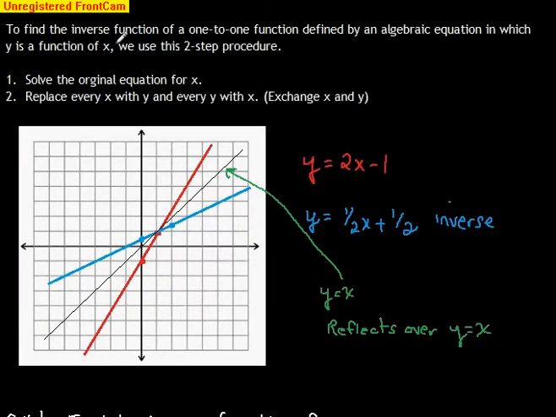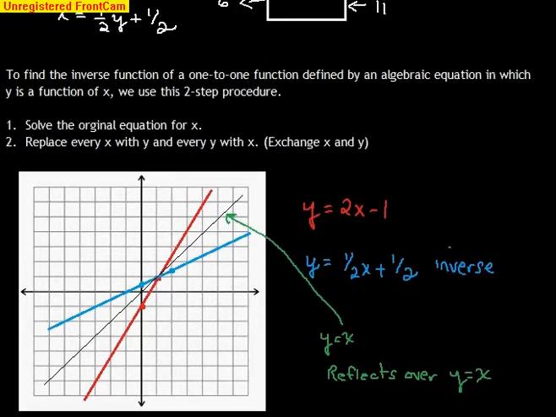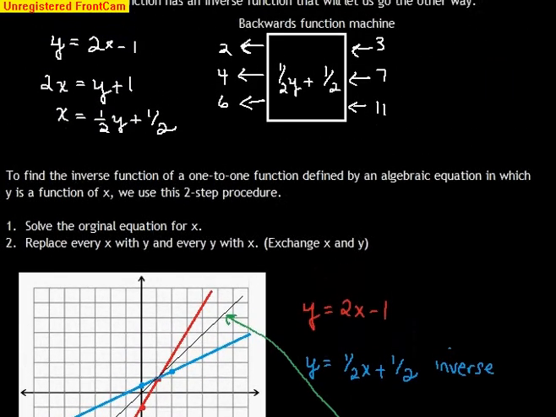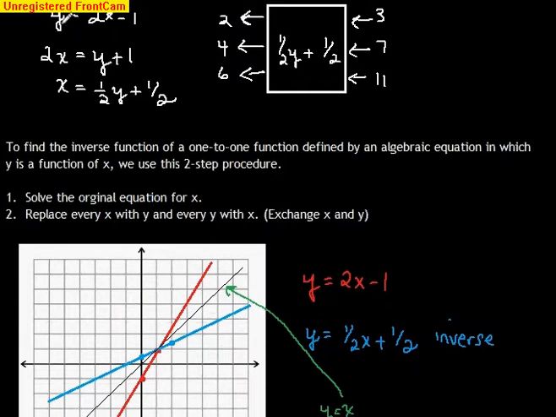To find the inverse function of a one-to-one function defined by an algebraic equation in which y is a function of x, we use this 2-step procedure. First, we solve the original equation for x, and that's what I did up here. Here's the original equation, and I solved it for x.